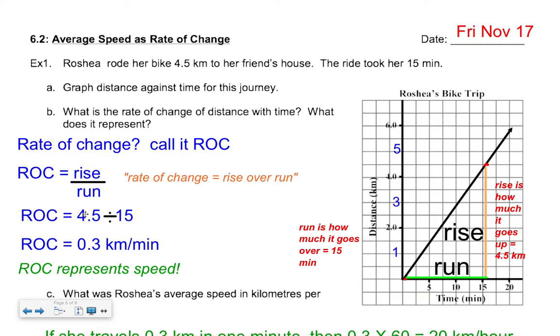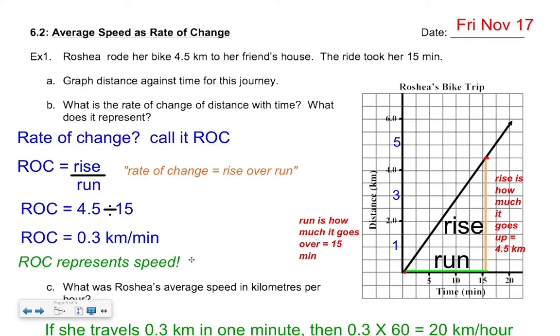So rise is 4.5, right? The run is 15. So if you divide them, remember a fraction is just a divide, 4.5 divided by 15 works out to 0.3. And I put the units with it because with rate of change it matters. The rate of change is always like, this is kilometers on top, 4.5 kilometers, and minutes on the bottom, so it's kilometers per minute. And for today, that's commonly going to be what it is. It's always going to be something that reflects a speed, because rate of change is speed. Okay, so finish copying that, but I'm going to move on.